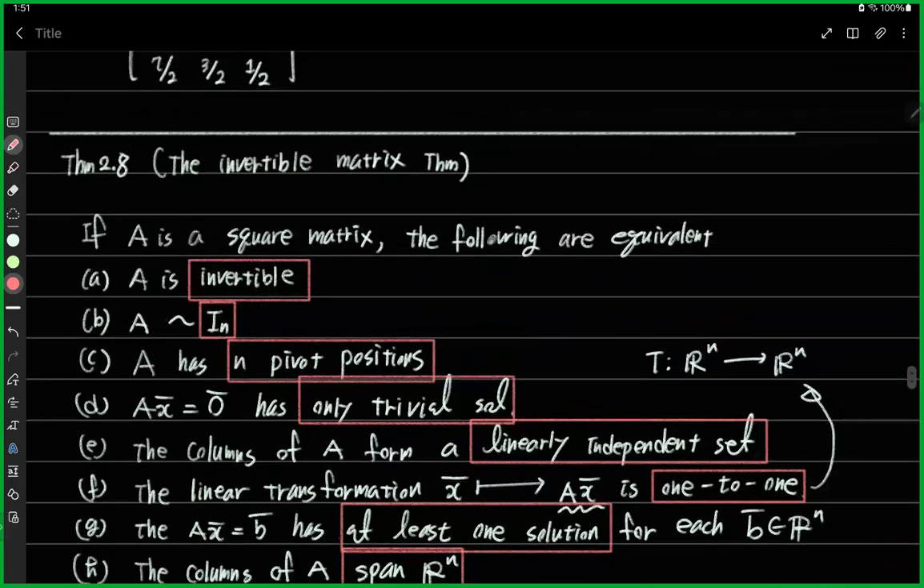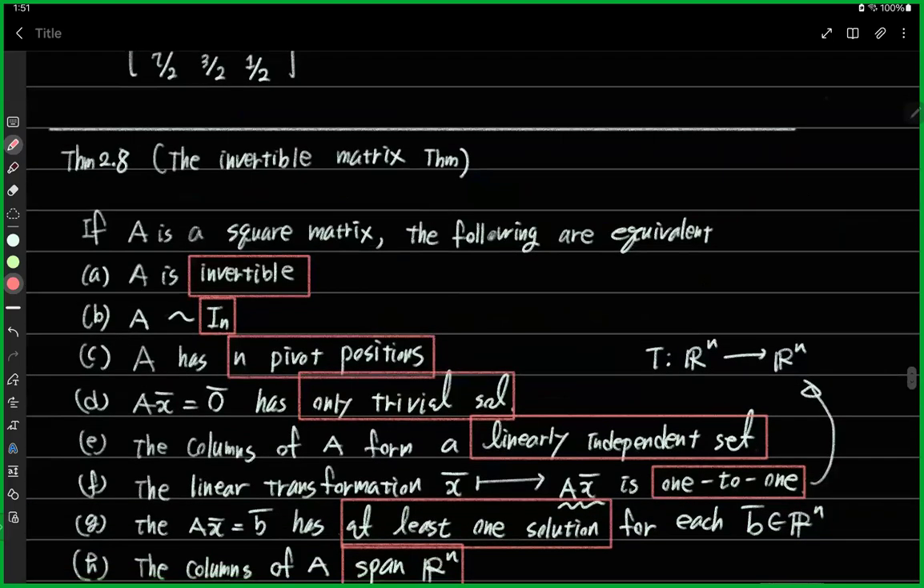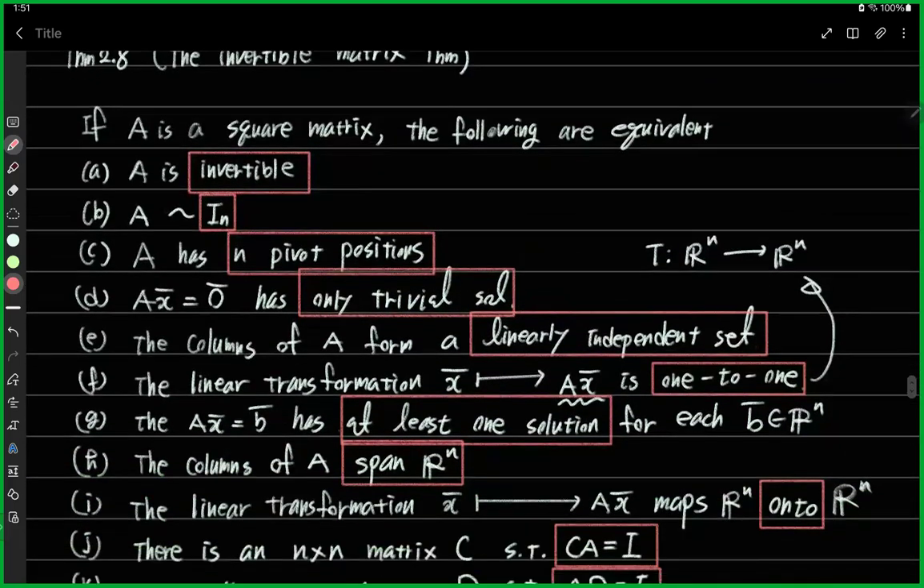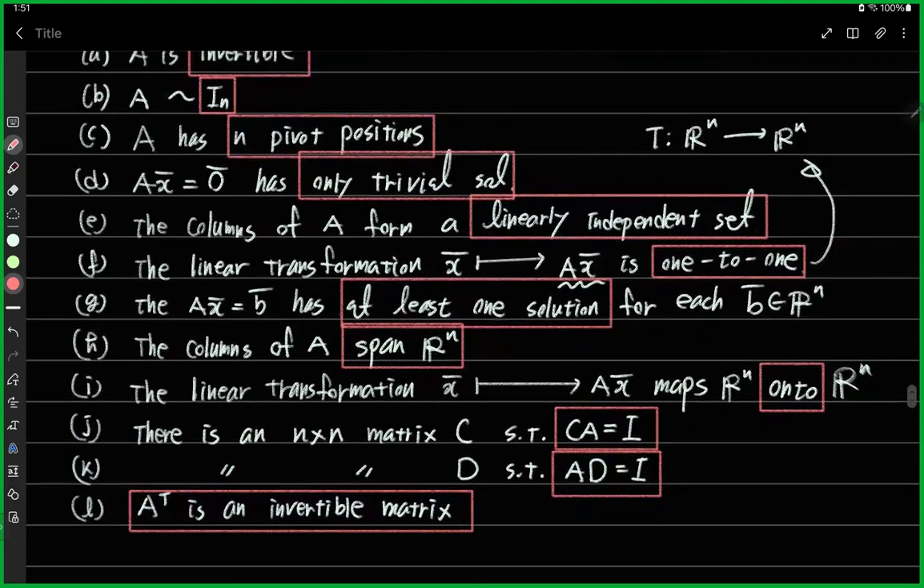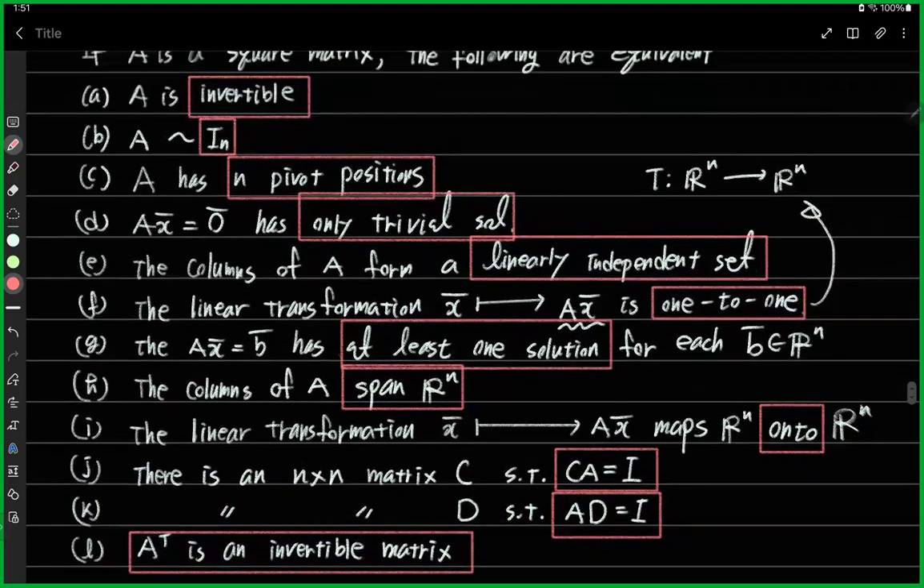Okay, I'm going to prove Theorem 2.8, the Invertible Matrix Theorem. It's a quite long theorem, but this is the most important theorem in linear algebra. So first, here's the strategy.